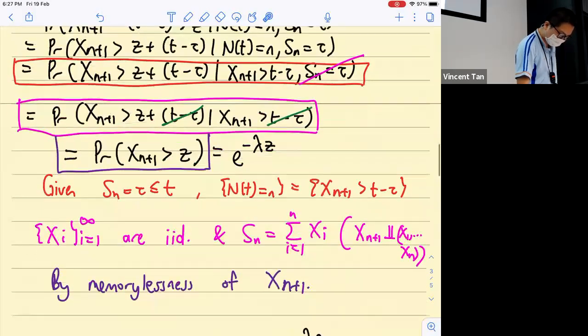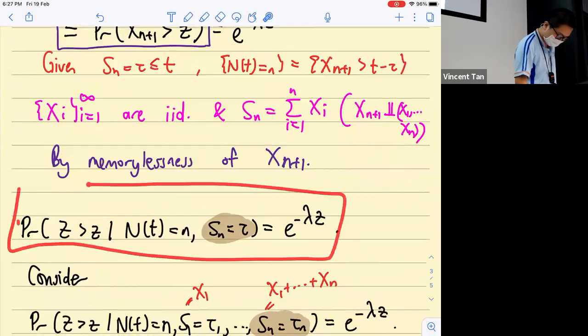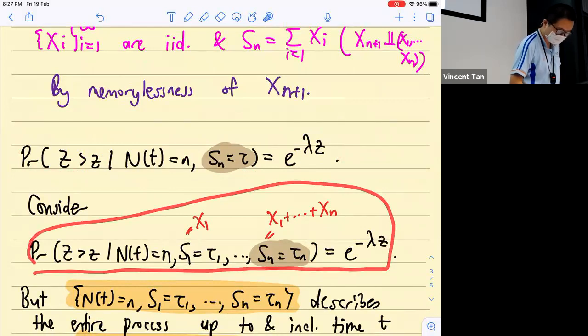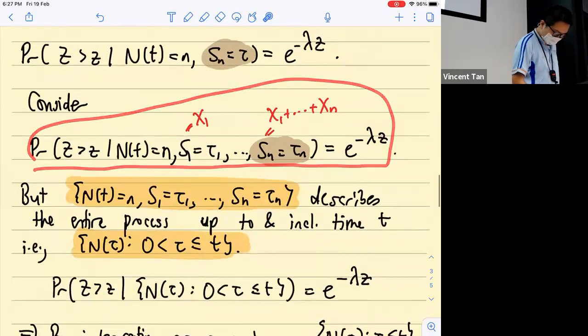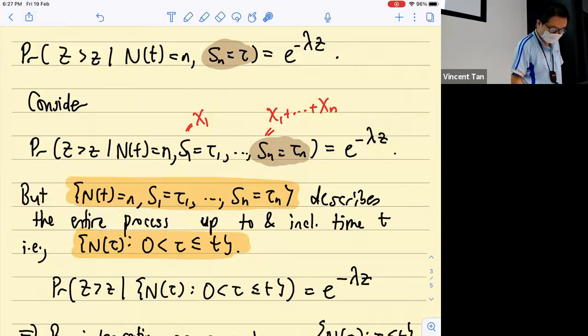So what have we shown up to here? If you follow all the steps, but you should. We have shown this. But the fact is that in this conditioning, I can basically stick in S_1 up to S_{n-1}. It does not affect the argument. This requires a moment of thought that I'm not going to belabor. But if I know this entire realization of these random variables, N_t equals n, and S_1 is equal to tau 1, S_n equals tau n, then we can sketch out the entire evolution of the Poisson process.